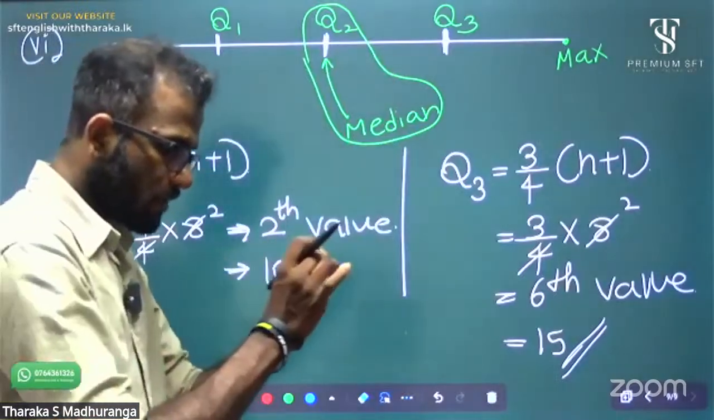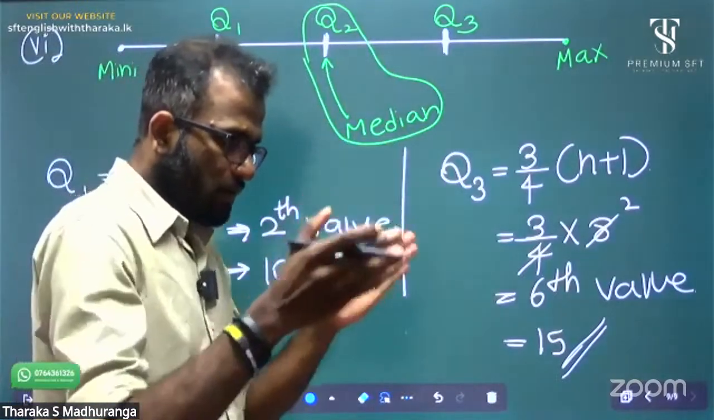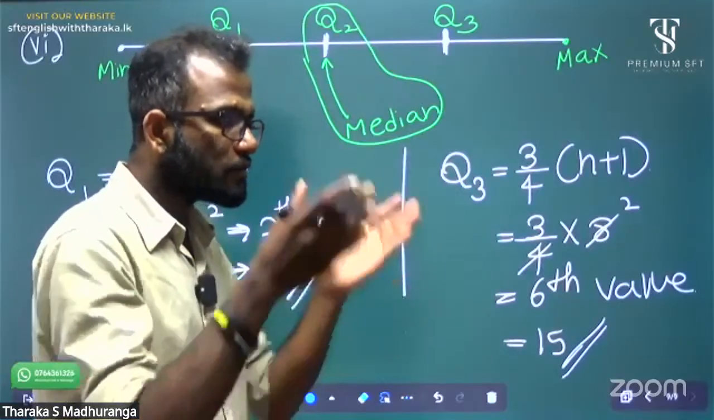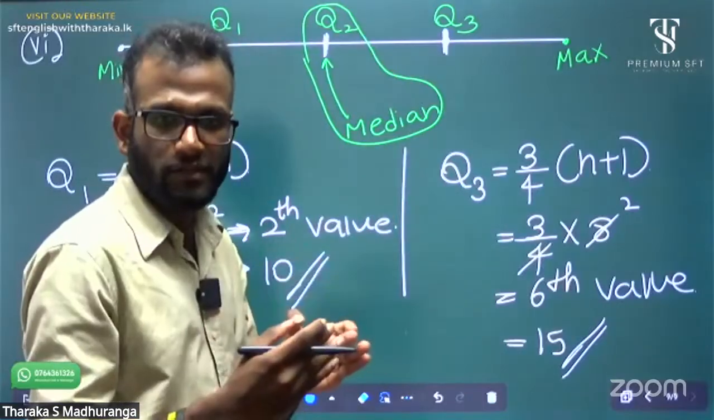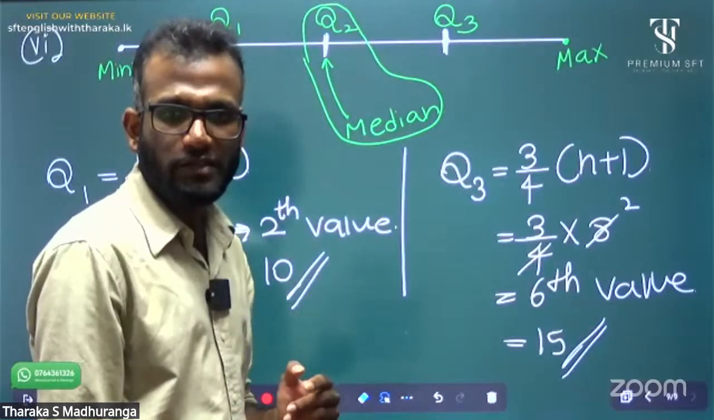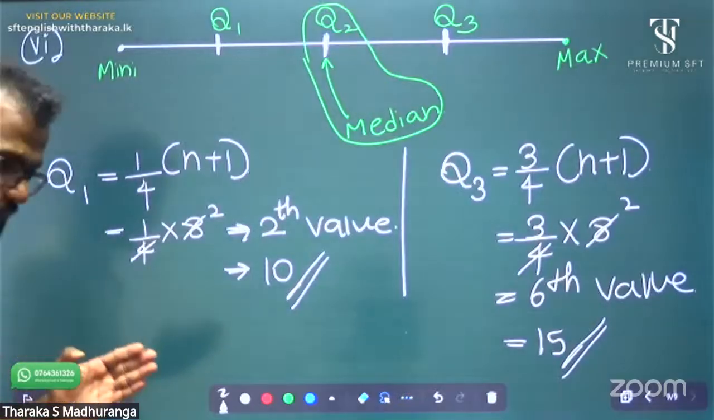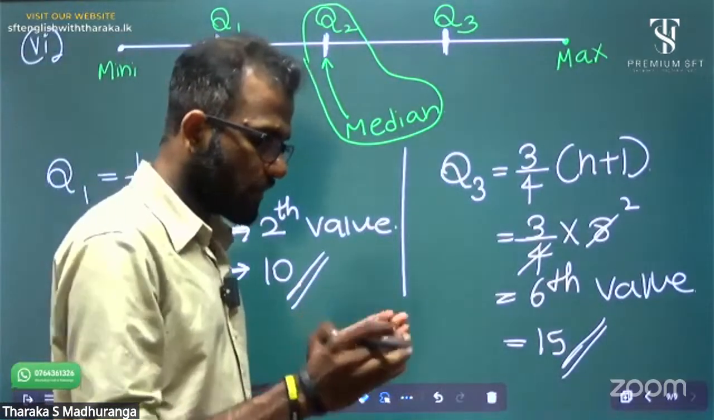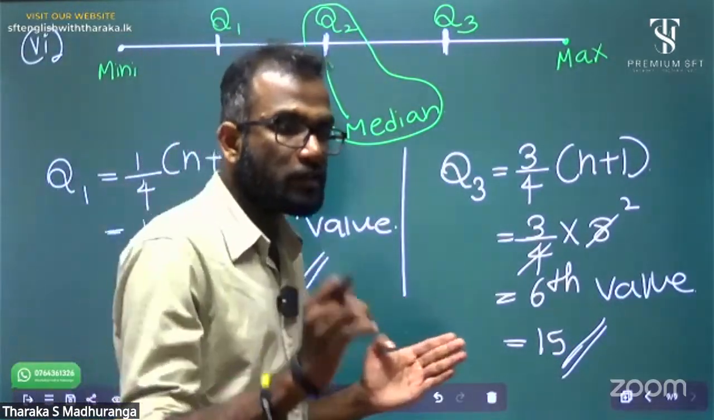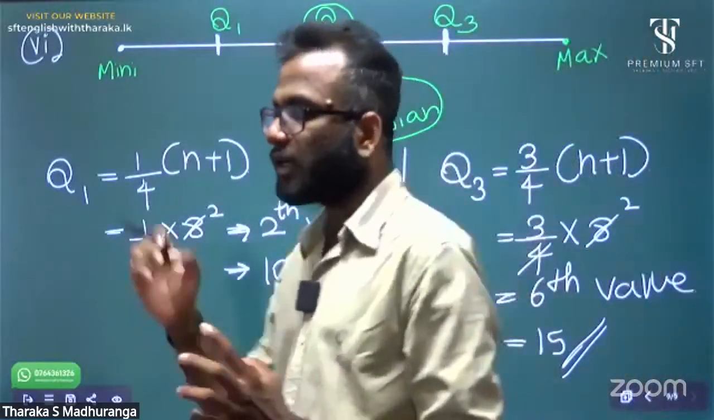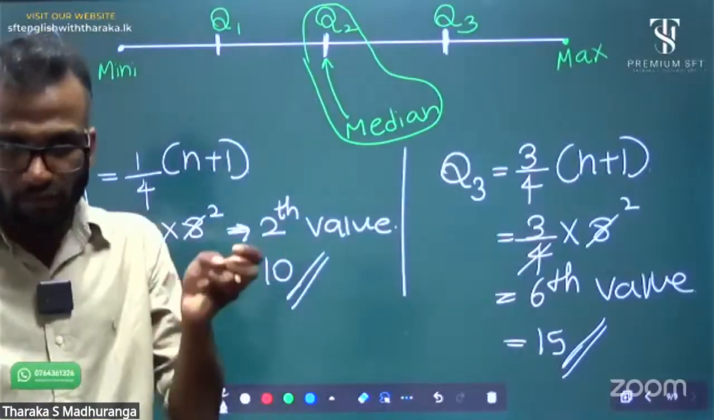If you cut the data distribution into 4 identical parts, the cutting points are the quartiles. The first cutting point is the first quartile, the second cutting point is the second quartile, and the final cutting point is the third quartile. The second cutting point is a midpoint that's equal to the median.